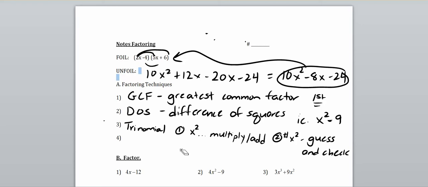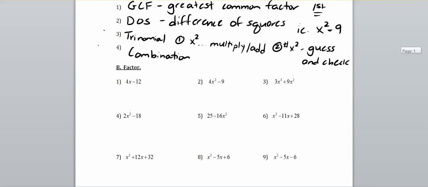Okay, so now the fourth method that we're going to do is at times you're going to do a combination, meaning you might have more than one factoring technique to use for the problem. So you might do a GCF and a DOS, or a GCF and a trinomial. It just depends on what the problem's asking. All right, so let's go ahead and look at number 1.